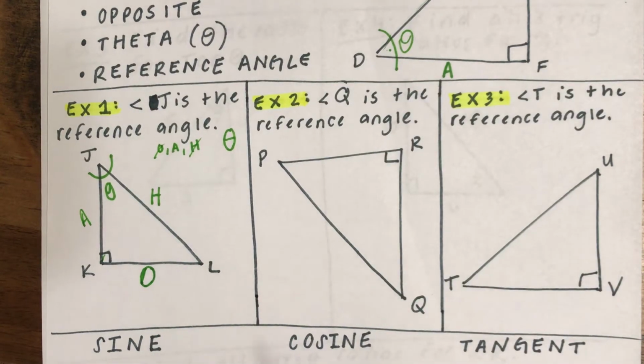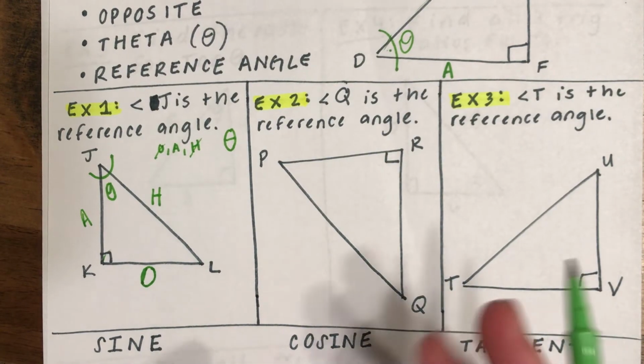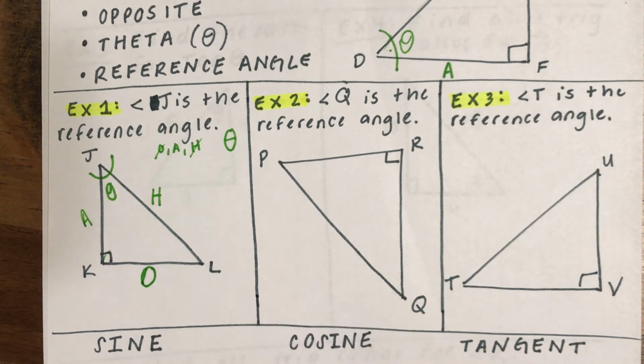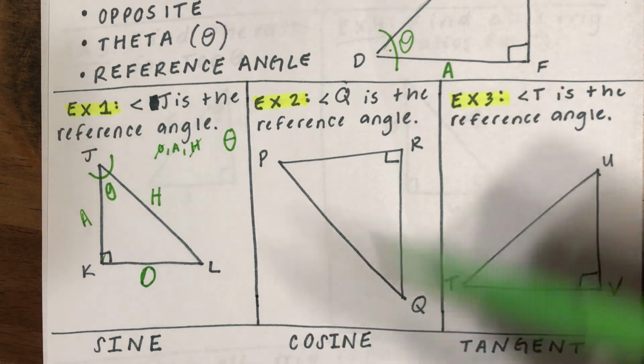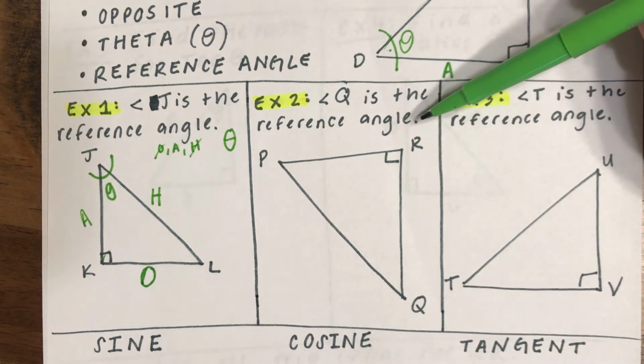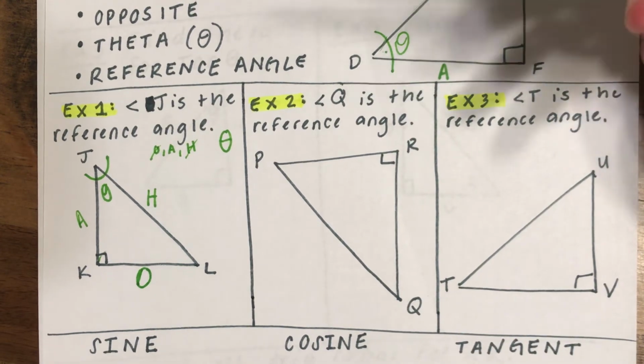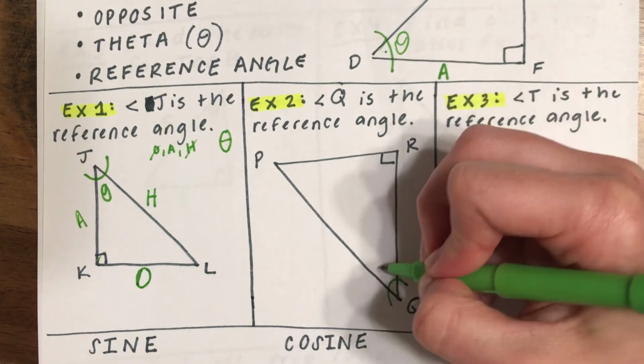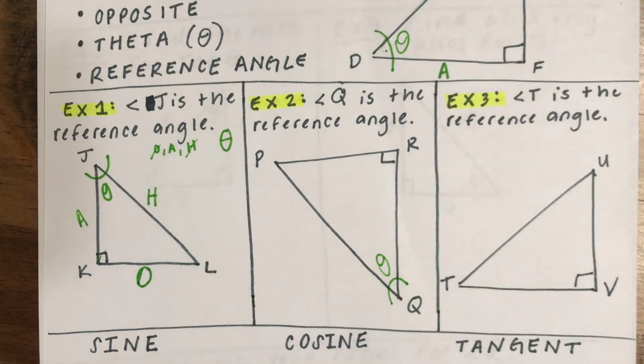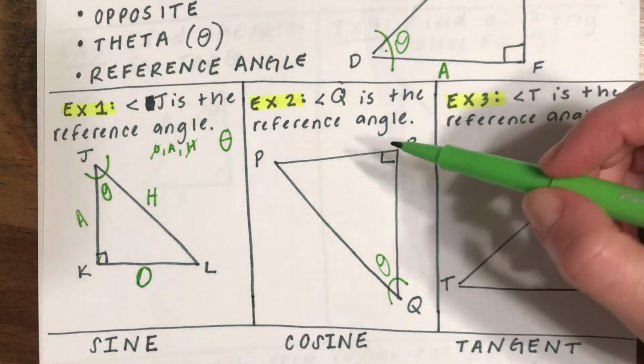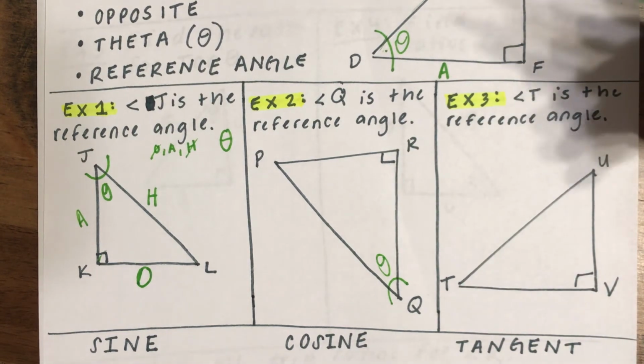Okay, and this seems a little weird at first. We don't have a context for understanding it. But once you've practiced it several times, it becomes second nature, okay? All right, so moving on. Example 2, angle Q is the reference angle. So I'm going to draw my mark, show my theta. Again, we are labeling the opposite, adjacent, hypotenuse.